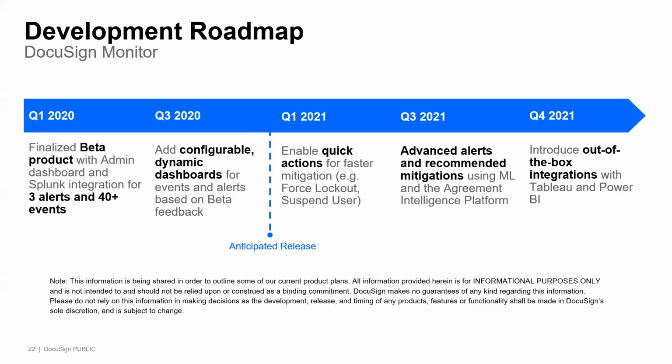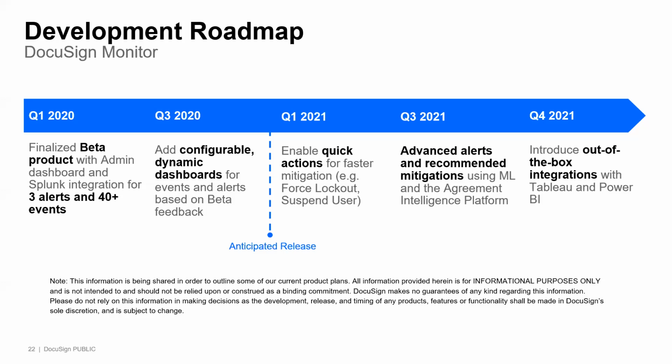In addition to what exists currently in beta, there is a lot more that we are building over the course of the next few releases. We are just getting started. Besides the 40 plus events and the 3 pre-programmed alerts, we'll have a lot more events and alerts that we'll add to that list.